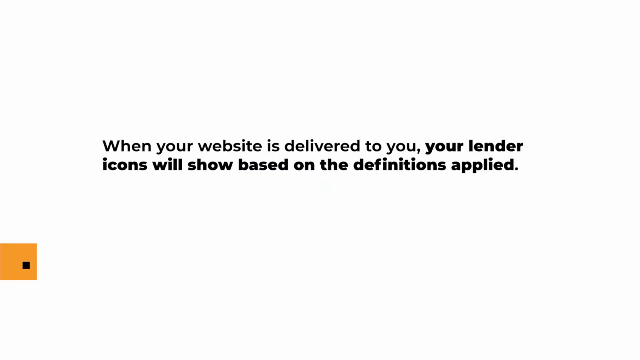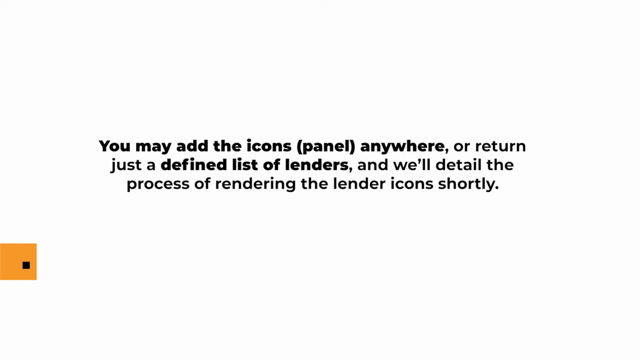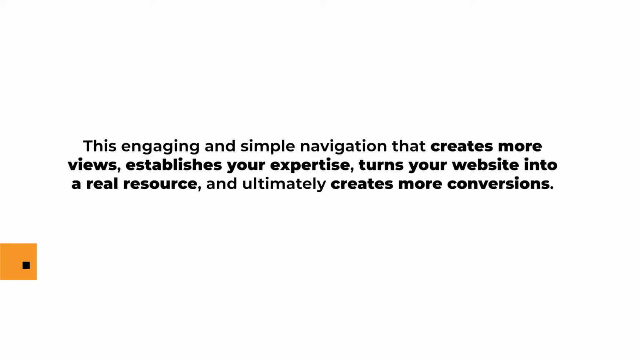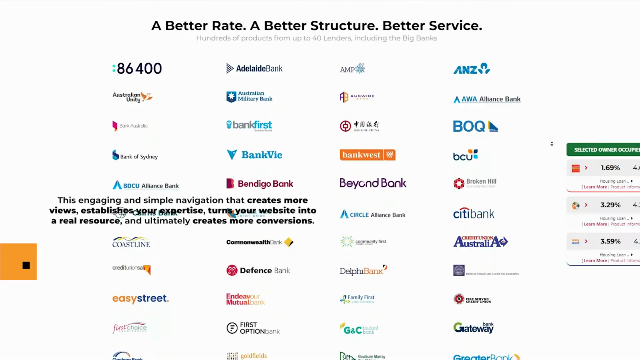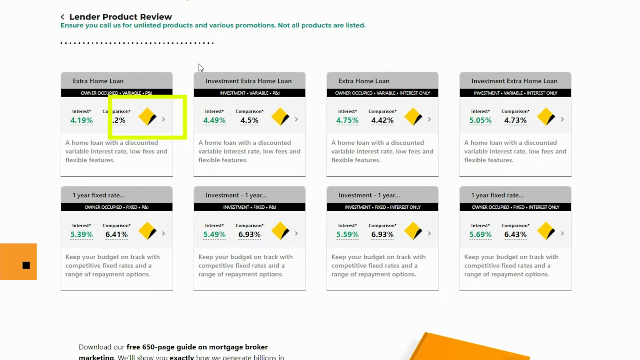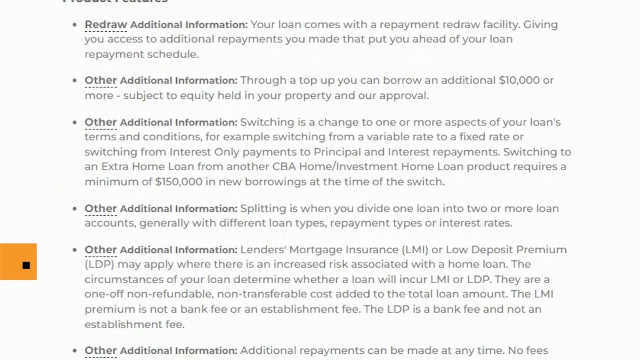Now, when your website is delivered to you, your lender icons will show based on the definitions applied as we've just described. You may add the icons anywhere on any page or return just a defined list of lenders, and we'll detail the process of rendering the lender icons shortly. Unlike your competitors, your icons are a clickable asset that actually returns a resource. And it's this engaging and simple navigation that creates more views, establishes your expertise, turns your website into a real resource, and ultimately creates more conversions. Again, clicking on any of these icons returns an archive page, and the archive page links to various product pages. The experience adds thousands of pages to your website.